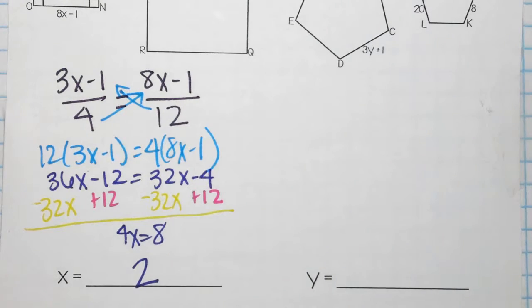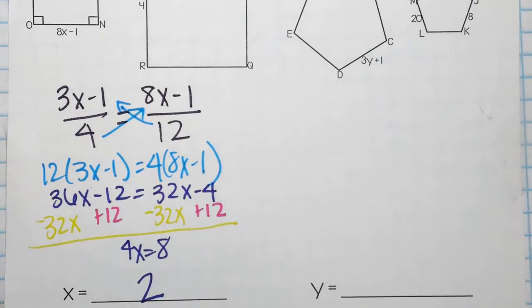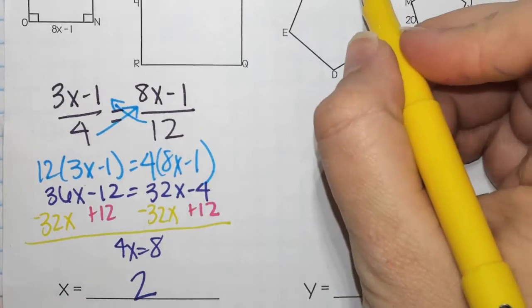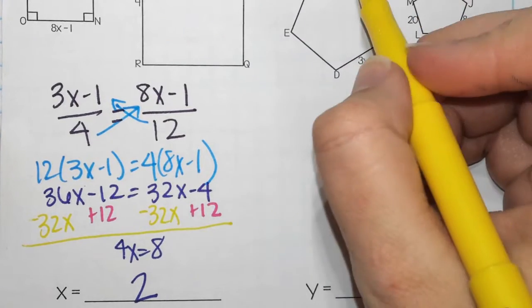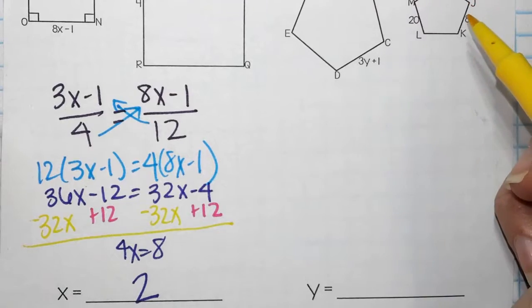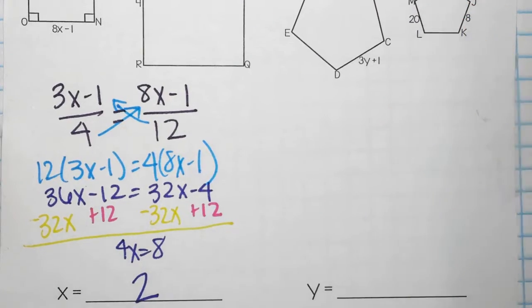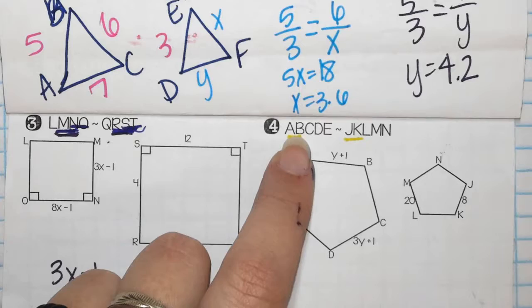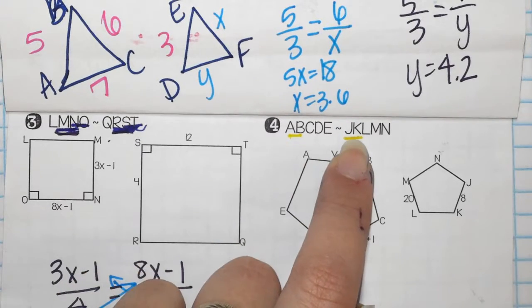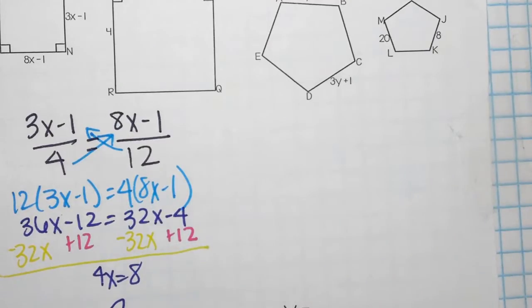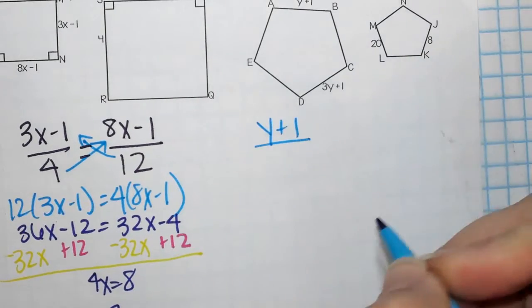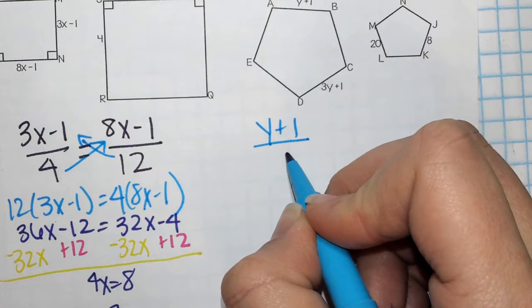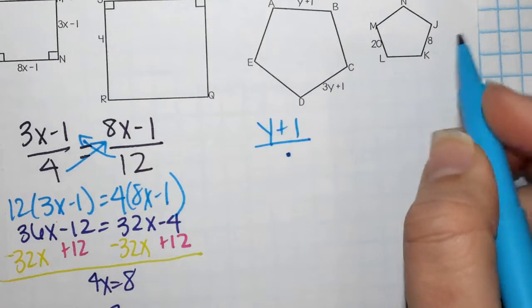Okay, now Jeremiah. Are you ready to look at number 4? Okay. LK gives us AB, correct? Okay, so AB is the first two. What does that match up with? What are the first two on the other pentagon? First two letters at the top. Look right here. AB is similar to. Okay, so you're gonna put y plus 1 divided by what? Divided by JK is 8.